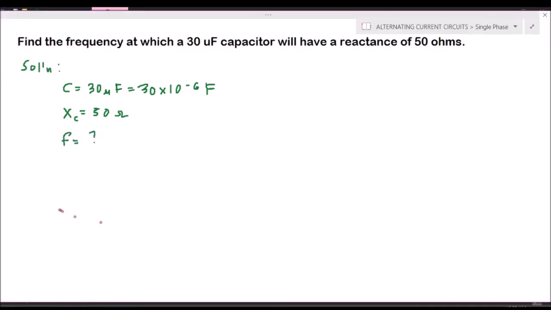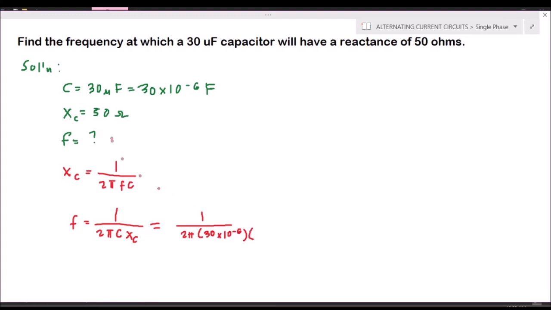If we write the formula for capacitive reactance, it is XC equals 1 over 2 pi FC. Transferring FC to the other side, F is equal to 1 over 2 pi C times XC. So we have 1 over 2 pi, our capacitance is 30 times 10 to the power of negative 6, then our capacitive reactance is 30 ohms.